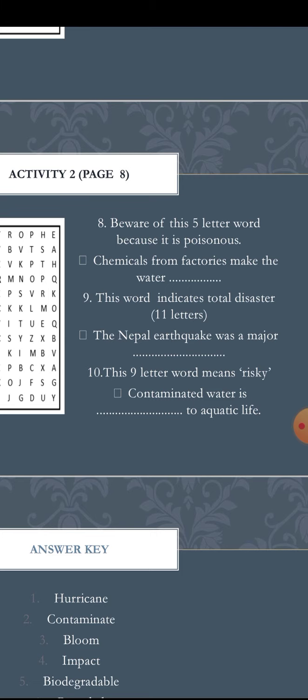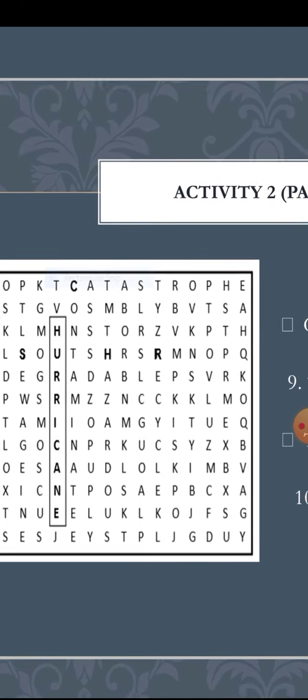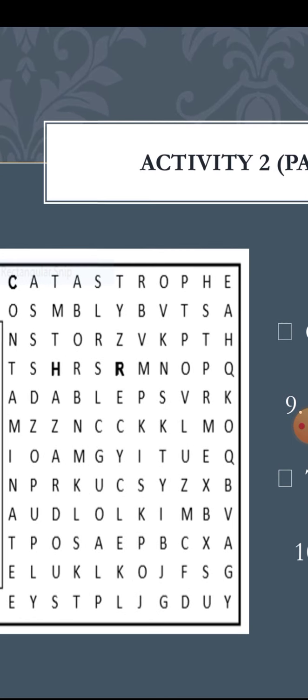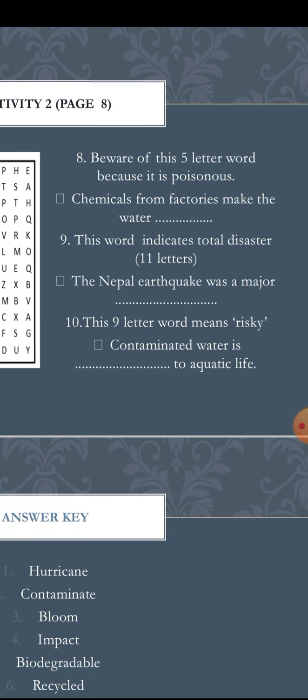This word indicates total disaster. So this is a new word, you must not have heard it. The word is catastrophe. Catastrophe in the first line, catastrophe. So when something is a total disaster, it is called a catastrophe.